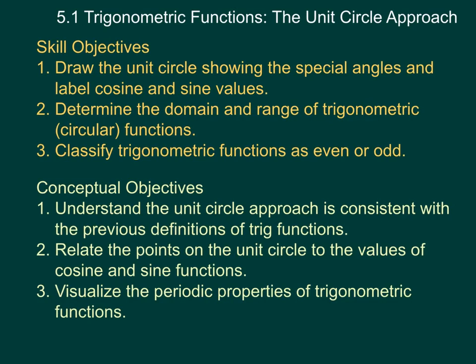So to start out with today, we are looking at the unit circle approach. Our skill objectives for this video are number 1, to draw the unit circle showing the special angles and label cosine and sine values. Number 2, determine the domain and range of the trigonometric, otherwise known as circular, functions. And 3, classify the trig functions as either even or odd. The 6 trig functions will be some of them are even, some of them are odd, none of them are neither. So you don't have to worry about that aspect.